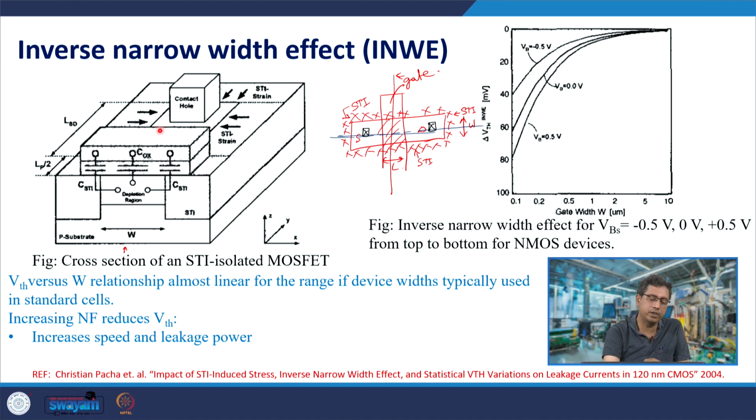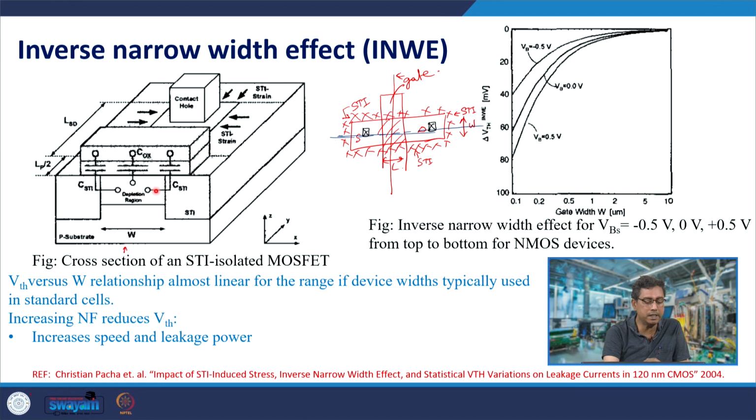Why is it inverse? Because earlier there were narrow width effects, in earlier technologies, which used to increase threshold voltage, but these technologies with shallow trench isolation, 65 nanometer, 130 nanometer, 180 nanometer, 45 nanometer, all these planar technologies with shallow trench isolation. So, all these devices have inverse narrow width effect.